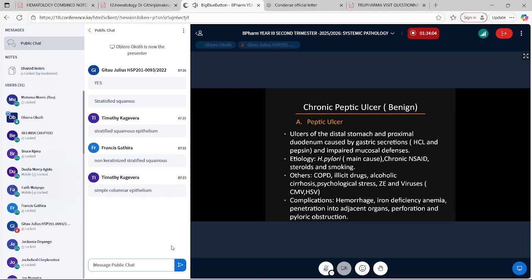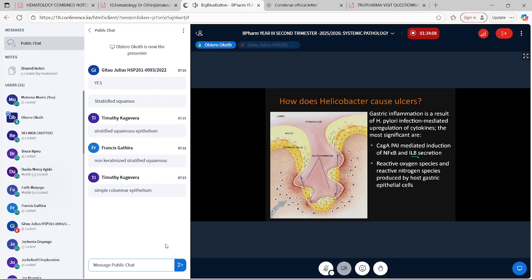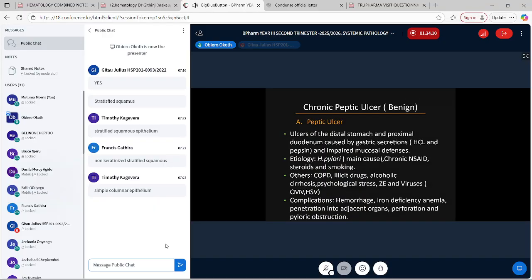When this chronic destruction gets worse, we end up with ulceration. Ulcers of the distal stomach and the proximal duodenum can be caused by increased gastric secretion, like HCl or pepsin, and also impaired mucosal defenses. Gastric ulcers tend to be mainly from impaired mucosal defenses. Peptic ulcers tend to be mainly from increased acid secretion.